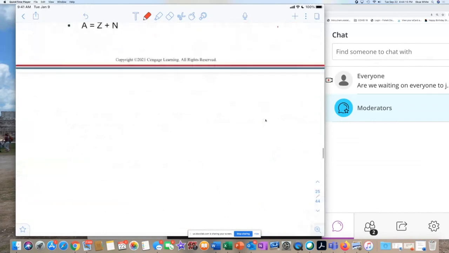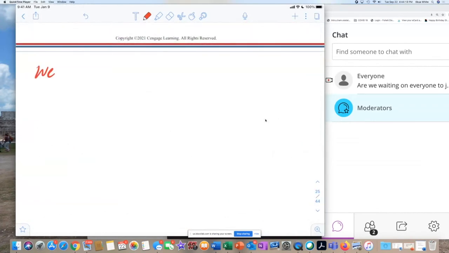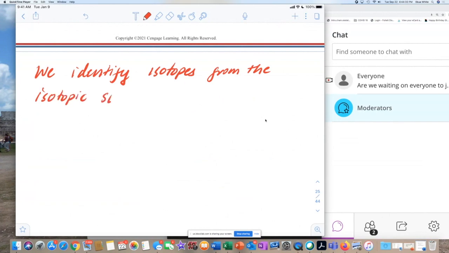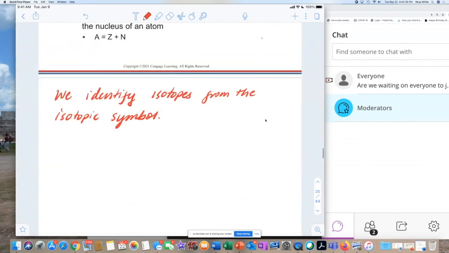Because most of the time, I'm just going to write here, we identify, as students and teachers, isotopes from the isotopic symbol. How is the symbol written? Most of the time, I'll show you how the symbol is written.